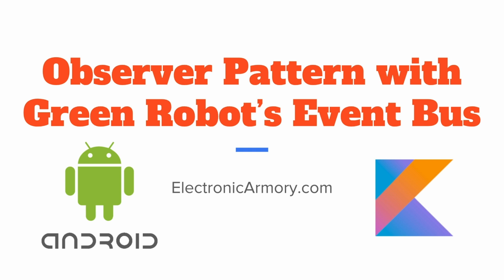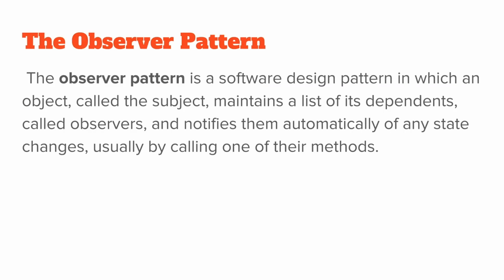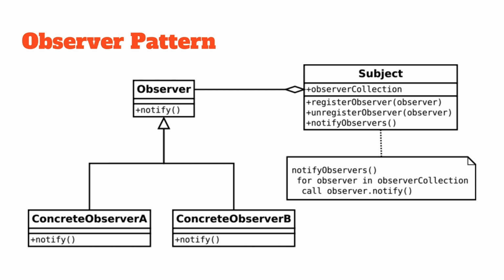So let's get started. All right, so first, if you're not familiar, the observer pattern is a software design pattern in which an object called the subject maintains a list of its dependents, usually called observers. And those observers will get notified automatically in any state change, usually by calling one of their methods. So for example, we're going to implement a method in that object, and then some other object is going to post a notification.